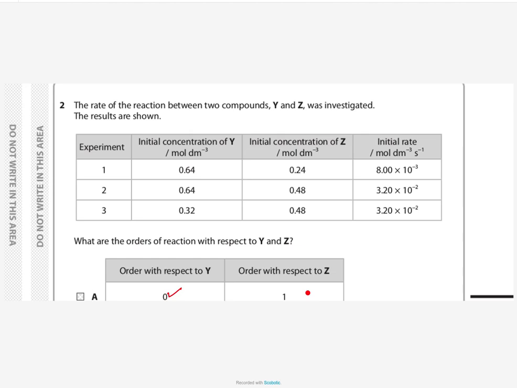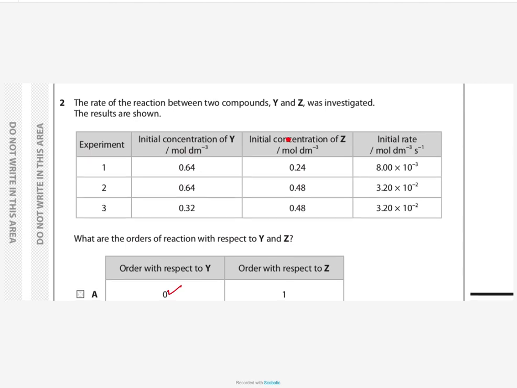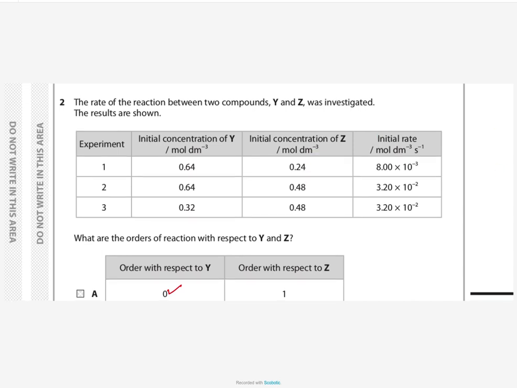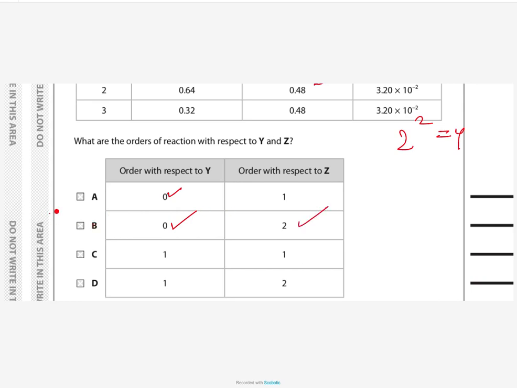And then let's see Z. Order with respect to Z, you have to keep Y constant. That means experiment 1 and 2, you're keeping Y constant. And you're doubling the concentration of Z. When you double the concentration of Z, the rate has increased by 4 times, right? 4 times 8 is 32, 3.2 times 10 to the power minus 2. So 4 times, that means 2 to the power 2 equals 4. That means the order with respect to Z is second order. That's a straightforward question.